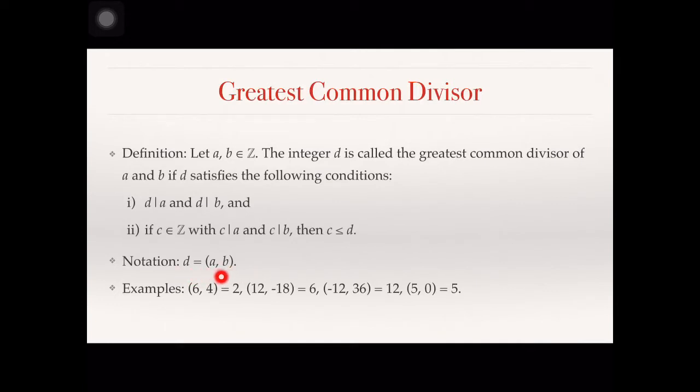This is our notation for GCD. Now we have examples here as well. The GCD of 6 and 4 is 2. The GCD of 12 and negative 18 would be 6. And the GCD of negative 12 and 36 is 12. And lastly, the GCD of 5 and 0 is of course 5.